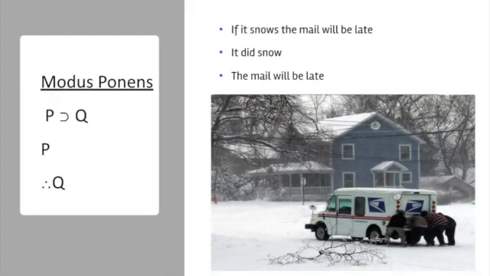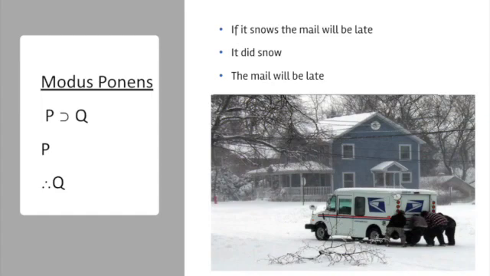All right, so I don't know why, but this is just my favorite example of the old modus ponens argument. If it snows, the mail will be late. It did snow, therefore the mail will be late. Now again, when we're making these sort of logical statements, you just take it at face value and assume in common language this is what we're saying. So this person is saying that if it snows, the mail is going to be late. It did snow, then therefore the mail will be late. So what we basically say here is that the second statement affirms the antecedent.